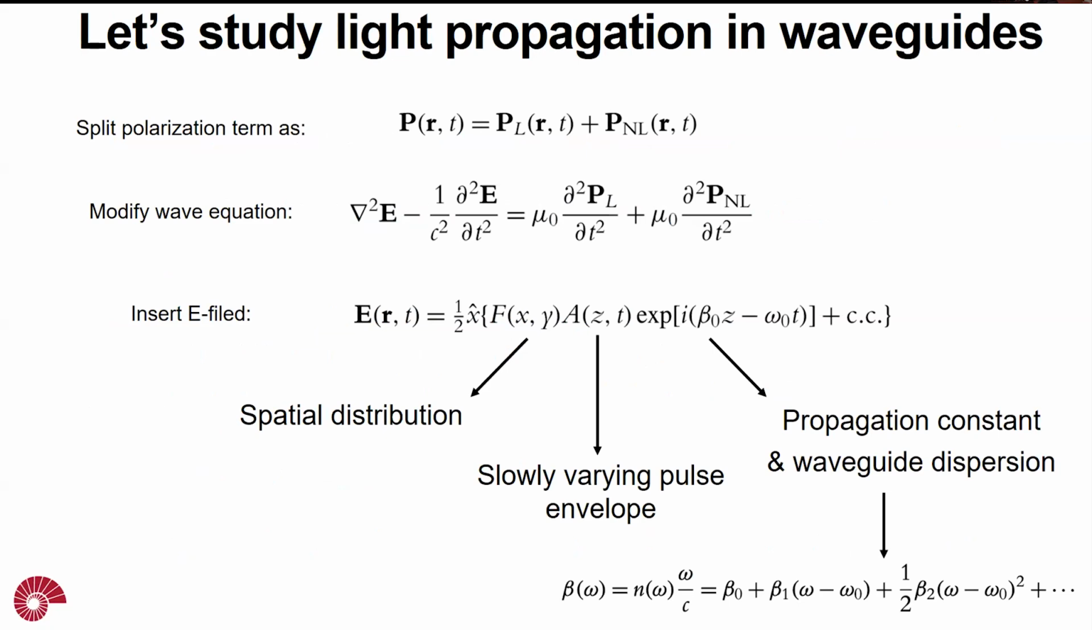So in wavelength, what happens? Yesterday's lecture, you send light and it propagates, right? We need to now consider the propagation of light under nonlinear conditions. What you need to do is, as I mentioned, split the polarization in terms of linear and nonlinear terms. You just need to modify your wave equation, and then you can play with it.